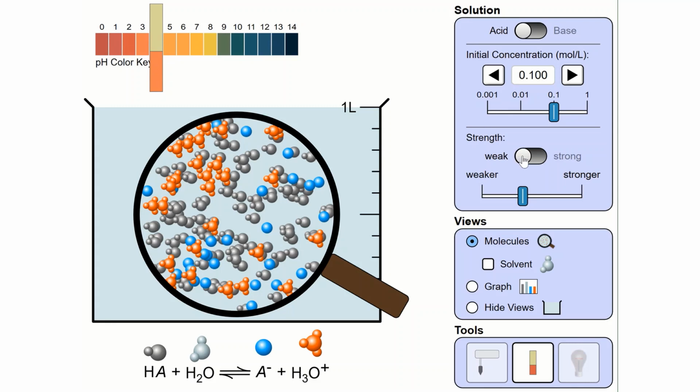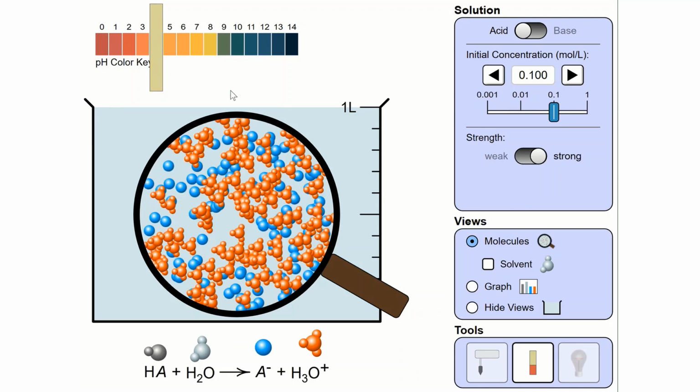When we keep the concentration the same, but change to a strong acid, this time we can see a dramatic change. Here now we have no undissociated acid. All we have are dissociated negative ions in blue, and dissociated hydrogen ions in red. This time, when I place the pH paper in solution, we find that we have a pH of about 1, showing that this is a strong acid.